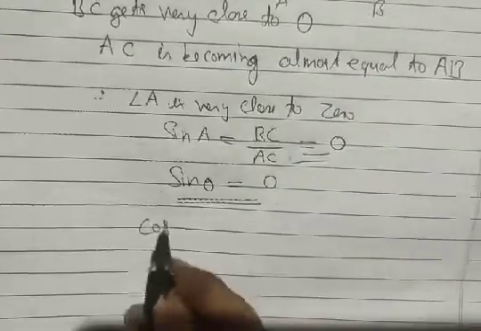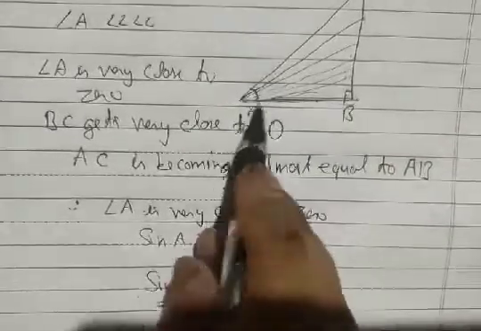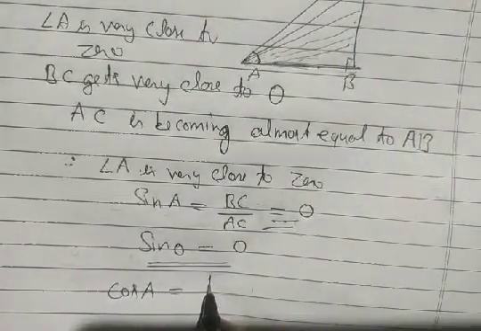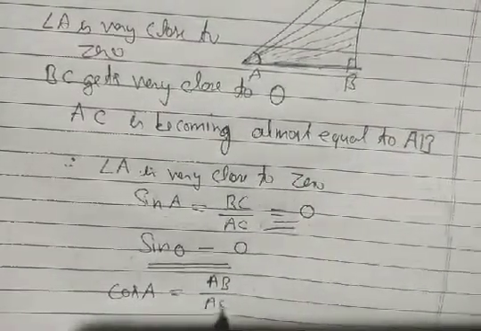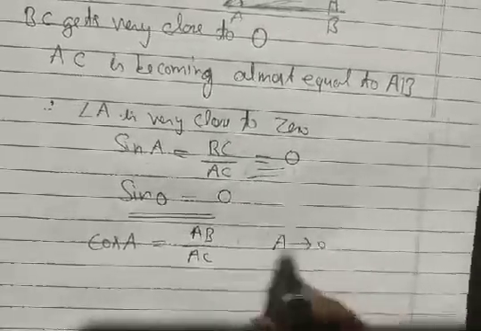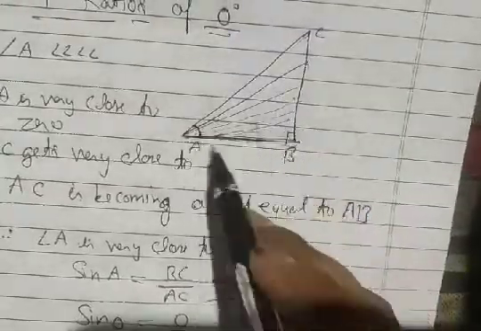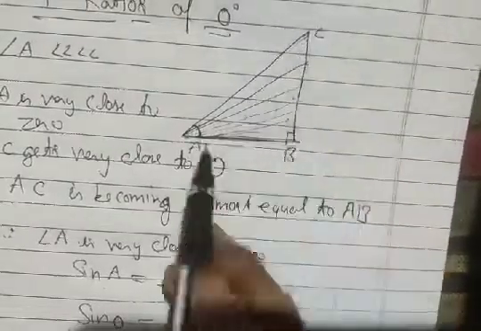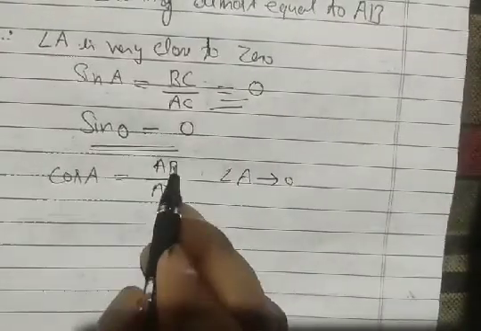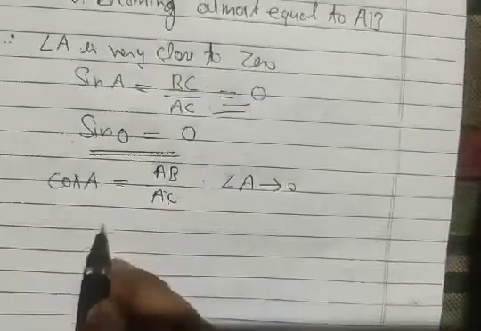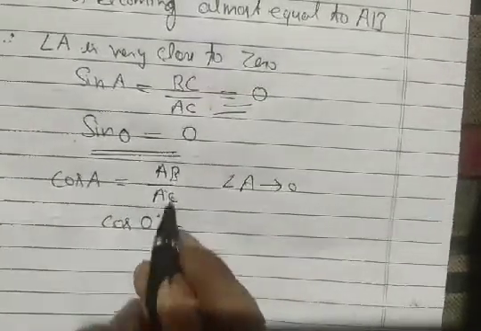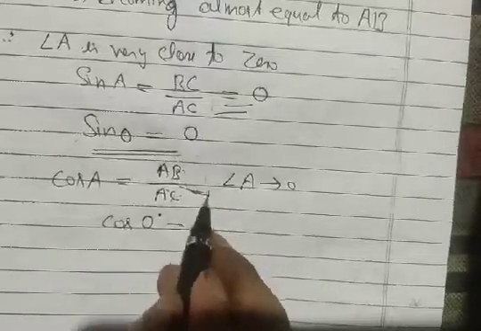But what do we see when we discuss our cos A? What is our cos A? It's the base to the hypotenuse, then it's AB to AC. When angle A tends to 0, what happens there? Our AC is almost equal to AB, means AB is almost equal to AC. In this case, when A tends to 0, AB and AC are almost equal, then this value gets to 1.